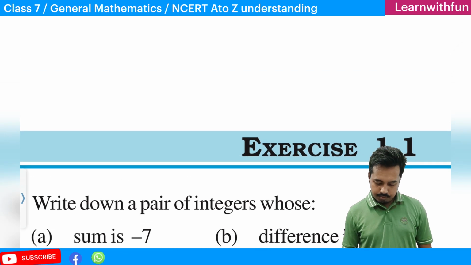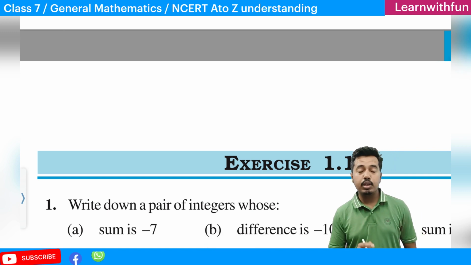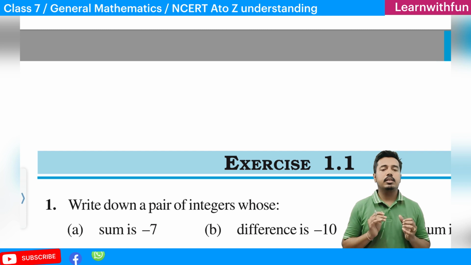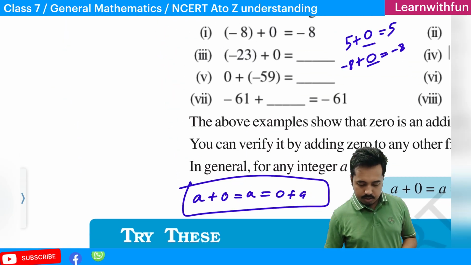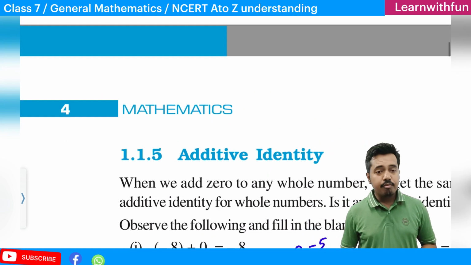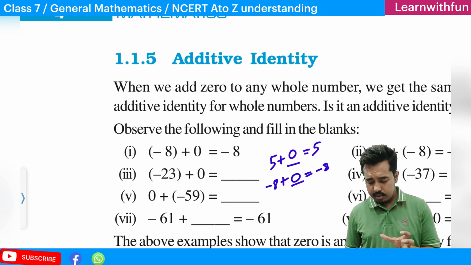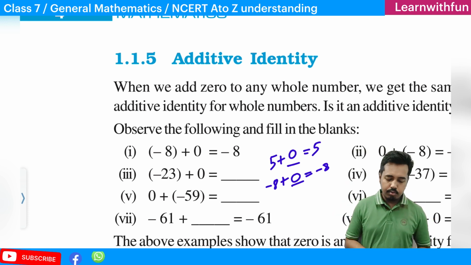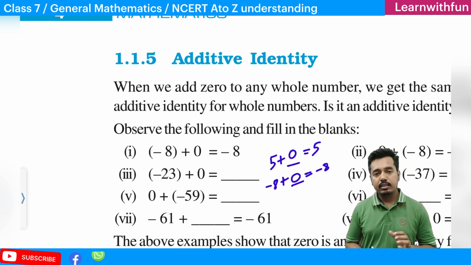So we have discussed some of the topics related to integers. The first topic is the commutative property, the second topic is the associative property, and after that we have discussed the additive identity. After this we'll have to discuss the concept of additive inverse, but not today. We will talk about additive inverse in our next class. Thank you.